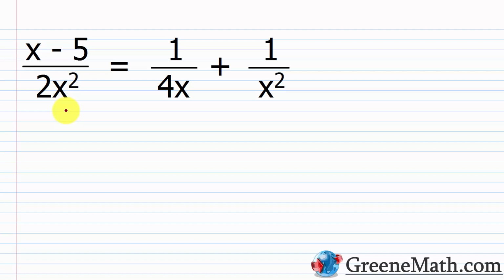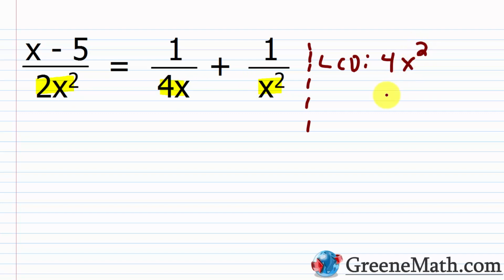So let's go ahead and try to solve this first one. We have (x minus 5) over 2x squared is equal to 1 over 4x plus 1 over x squared. First and foremost, what's my LCD? We'll have a denominator of 2x squared, a denominator of 4x, and a denominator of x squared. For my LCD, the number part is what? You've got a 2 which doesn't factor and a 4 which is 2 times 2. So the number part is a 4. Then for the variable part, I've got an x squared, an x, and an x squared. So it's going to be x squared.